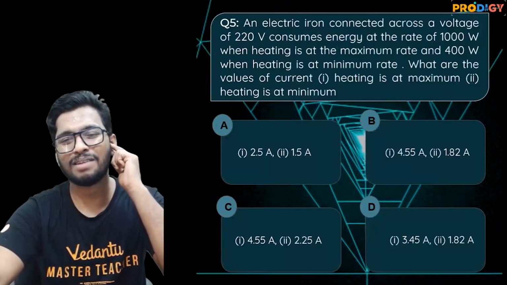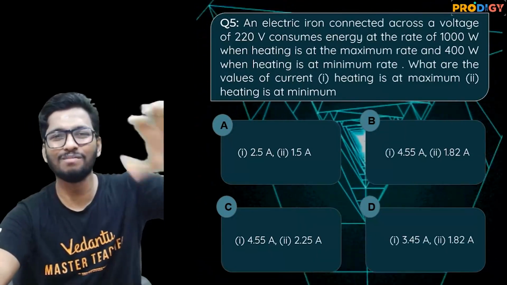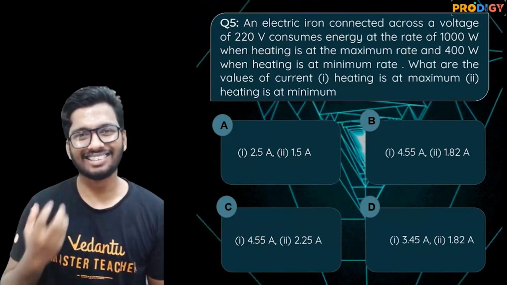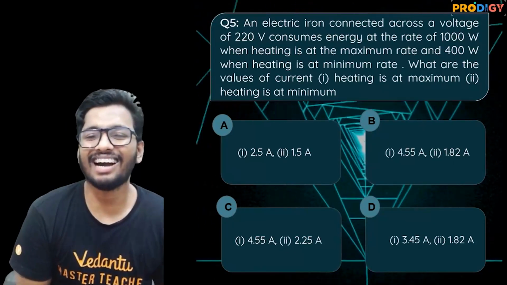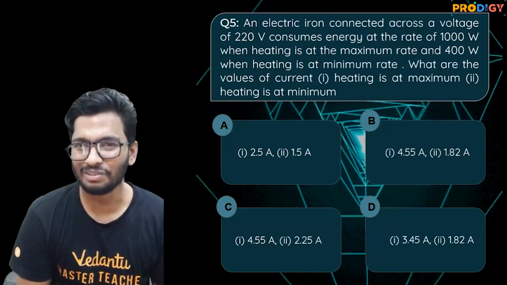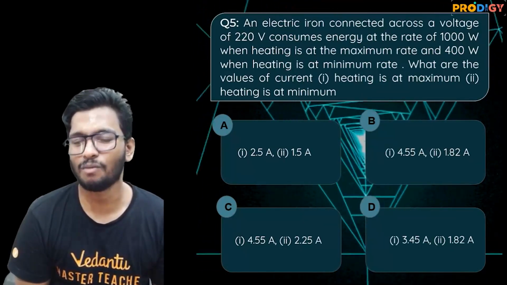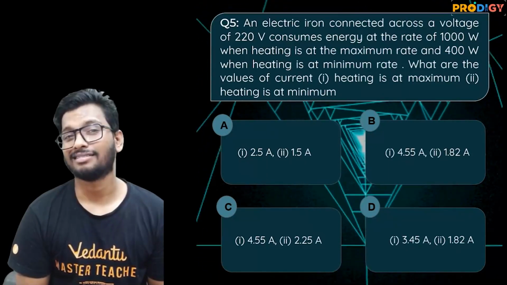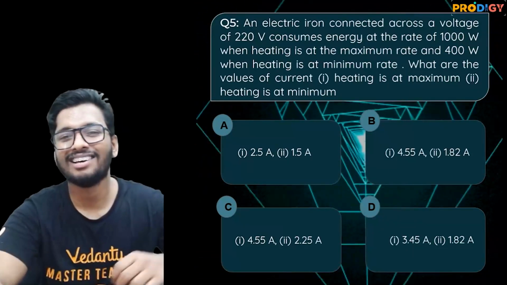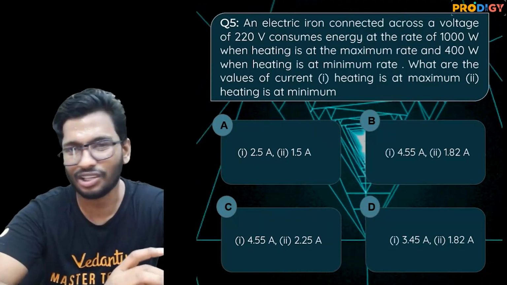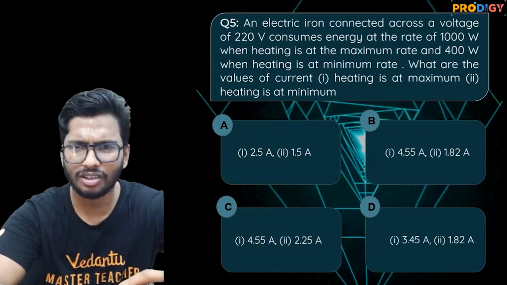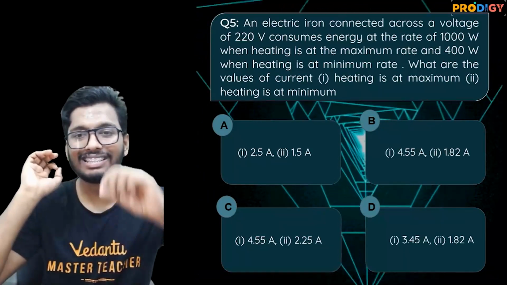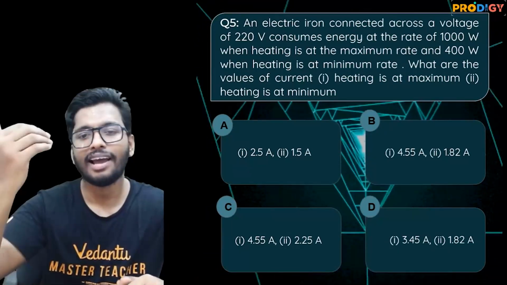Alright guys, so that said, one more question. Here is another one. We are almost done. I know that it's been a long journey, and I am also feeling that heat, but still guys, let's do it. An electric iron is connected across a voltage of 220 volts, consumes energy at a rate of 100 watts when heating is at a maximum, and consumes 400 watts when heating is at a minimum rate. What are the values of current when heating is at maximum and when heating is at minimum?